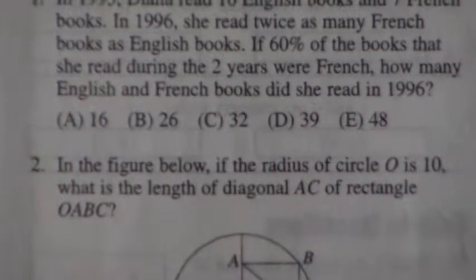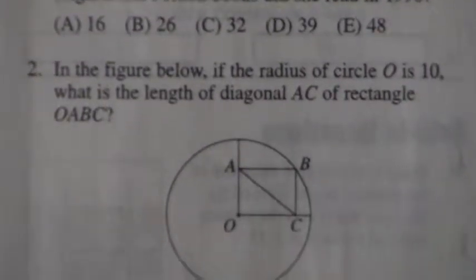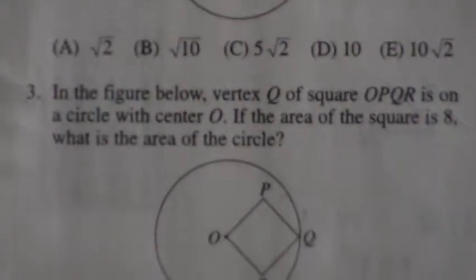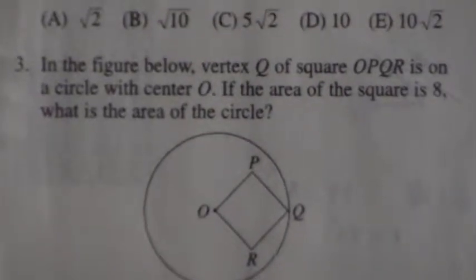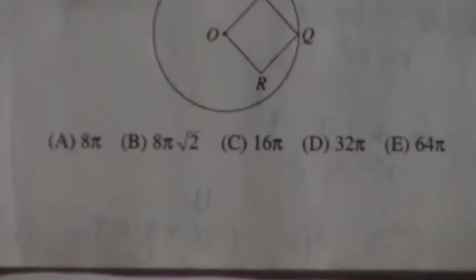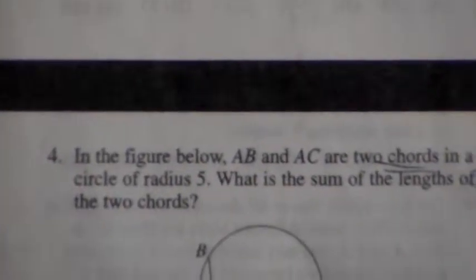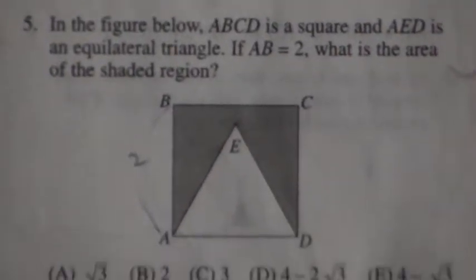Example 1, 2, and 3. Five, okay, 1, 2, 3, 4, 5, okay.